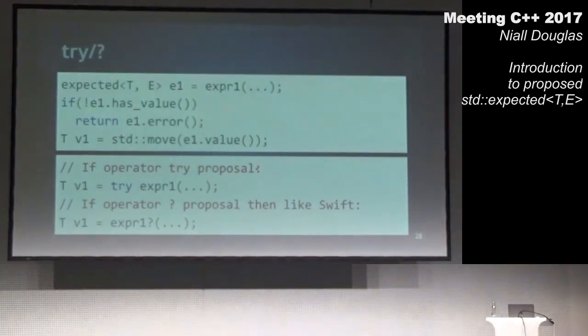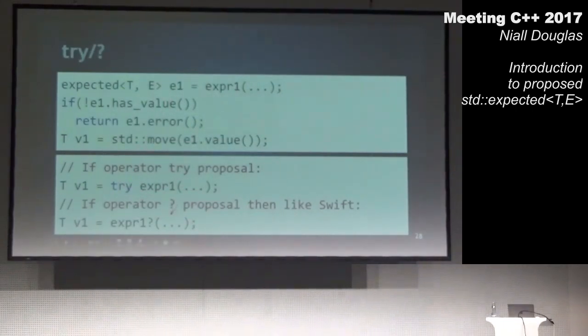So the first things first. This is the try or question mark operator, and I have both forms listed at the bottom, as you can see. It takes this simple form. So if you have some expression that returns some expected TE, the boilerplate will be expanded out. So if E1 has value, return the E1 error. Otherwise, we extract out the value by move into TV1. And that boilerplate would be eliminated and replaced with, under the try proposal, try that. So it basically expands into exactly this stuff here.